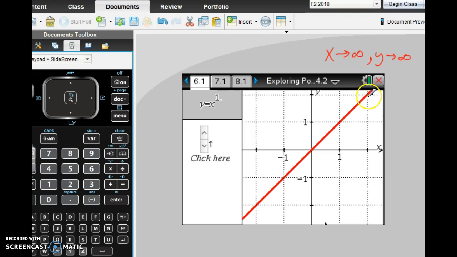So off to the right here, as x is getting bigger, y is getting bigger. And the reverse is true over here. So x approaches negative infinity. Sorry, maybe I should say it this way. x approaches negative infinity.